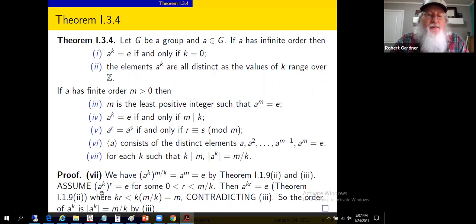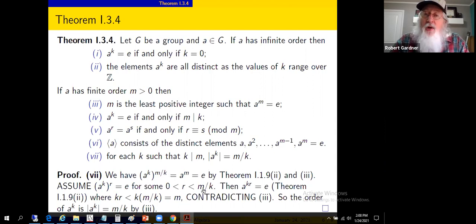So assume A to the K to the R also equals the identity, but take R to be strictly less than M over K. Raising A to the K to the M over K power generated the identity. Suppose A to the K to some lesser power also generates the identity, where that exponent is between 0 and M over K. So I'm not allowing it to be 0. Of course, if I let R equal 0, then this is going to be true.